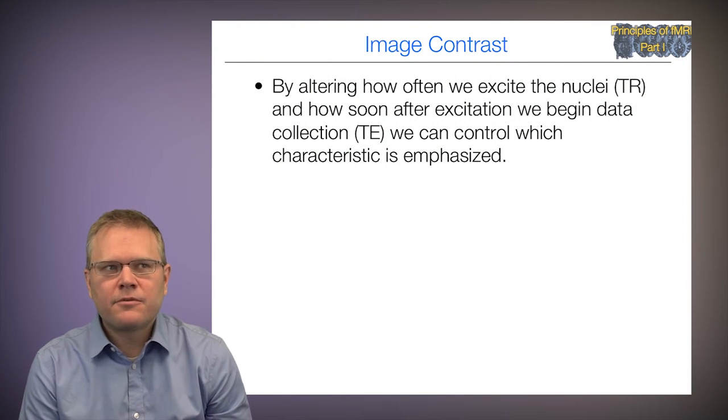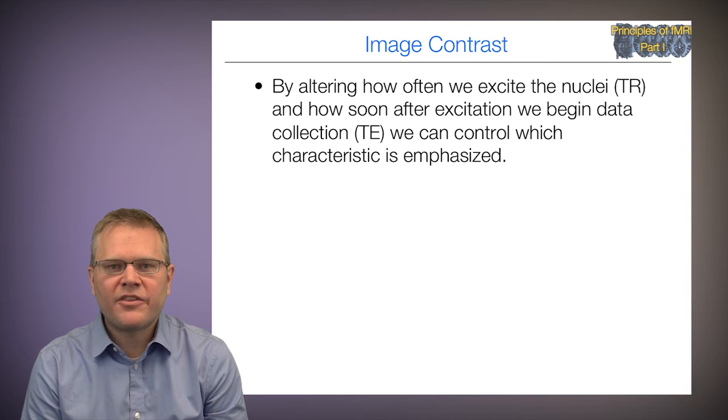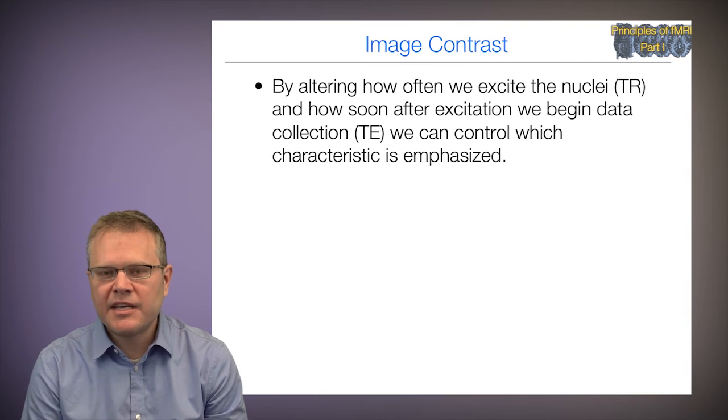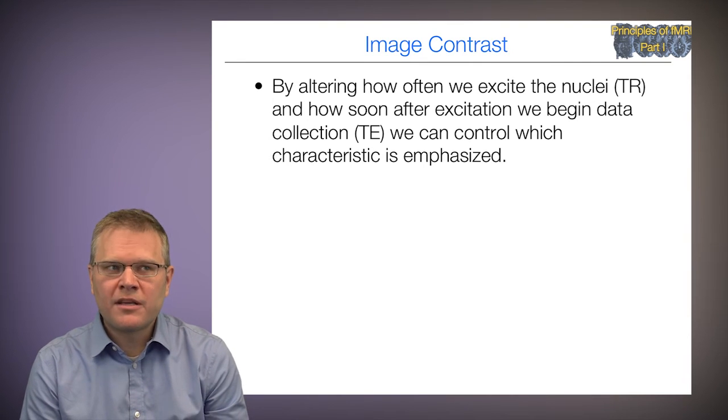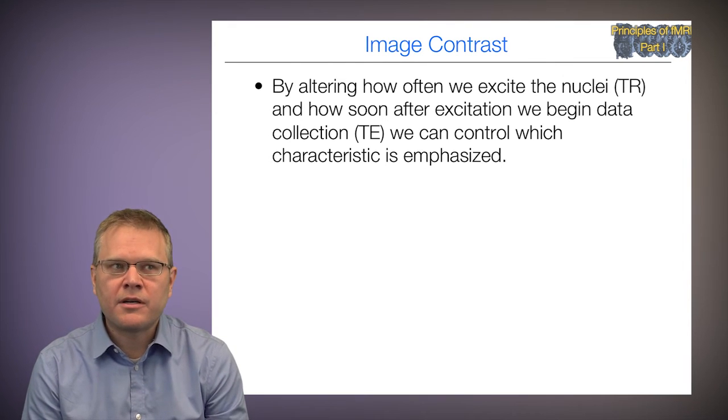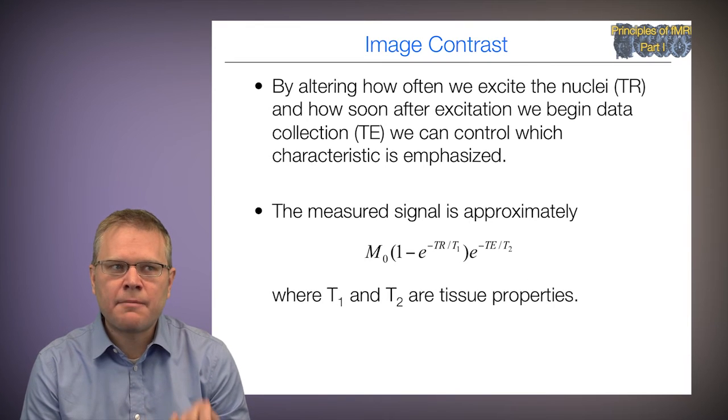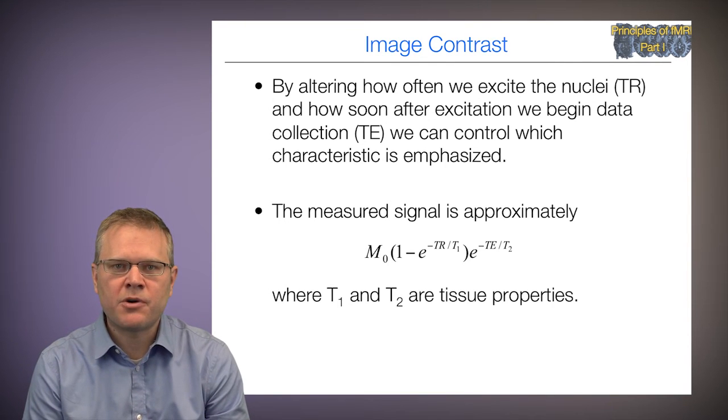By altering how often we excite the nuclei, which is measured by something called the TR, and how soon after excitation we begin data collection, which is called TE, we can control which characteristic of the image is emphasized, whether it's T1 or T2 or whatnot. And the key to this is that the measured signal is approximately equal to the following equation. It's M0, which is the core net magnetization, times a term that depends on TR and T1. And remember, TR is something that we can control. And a second term that depends on TE and T2. And again, TE is something that we can control. And in contrast, T1 and T2 are tissue properties.